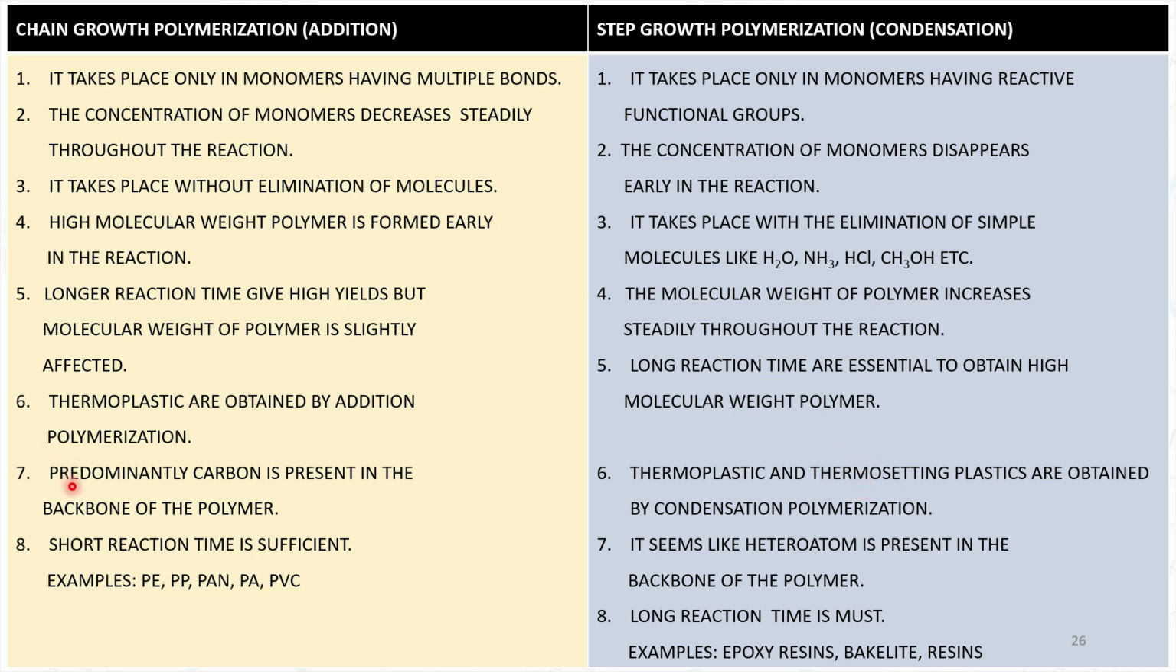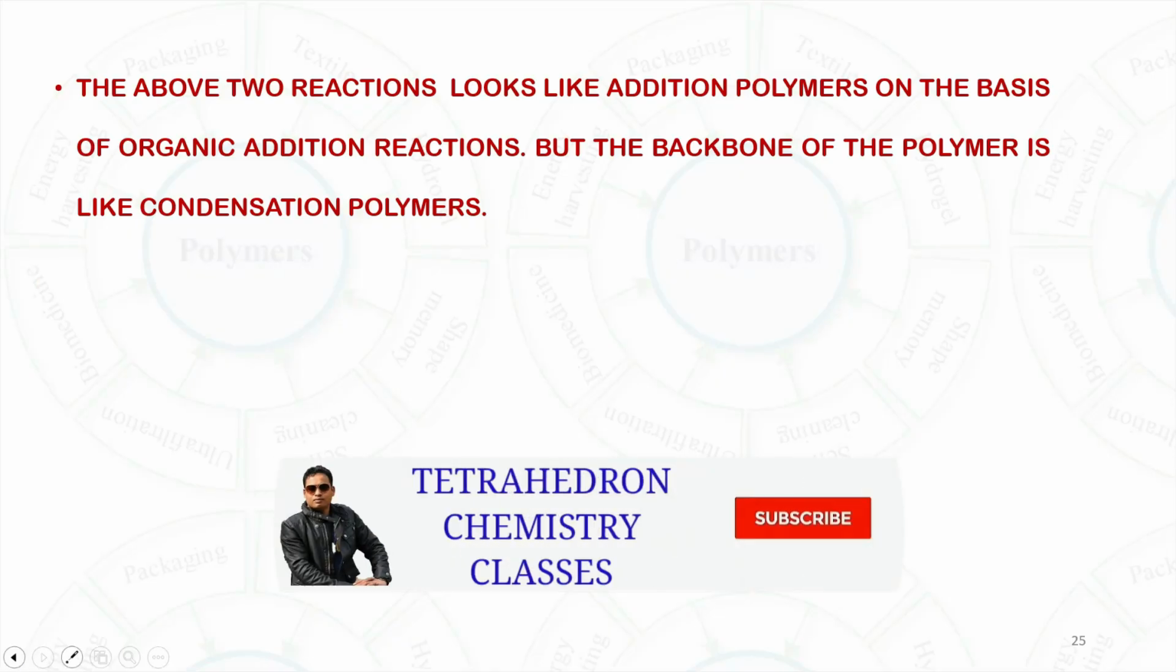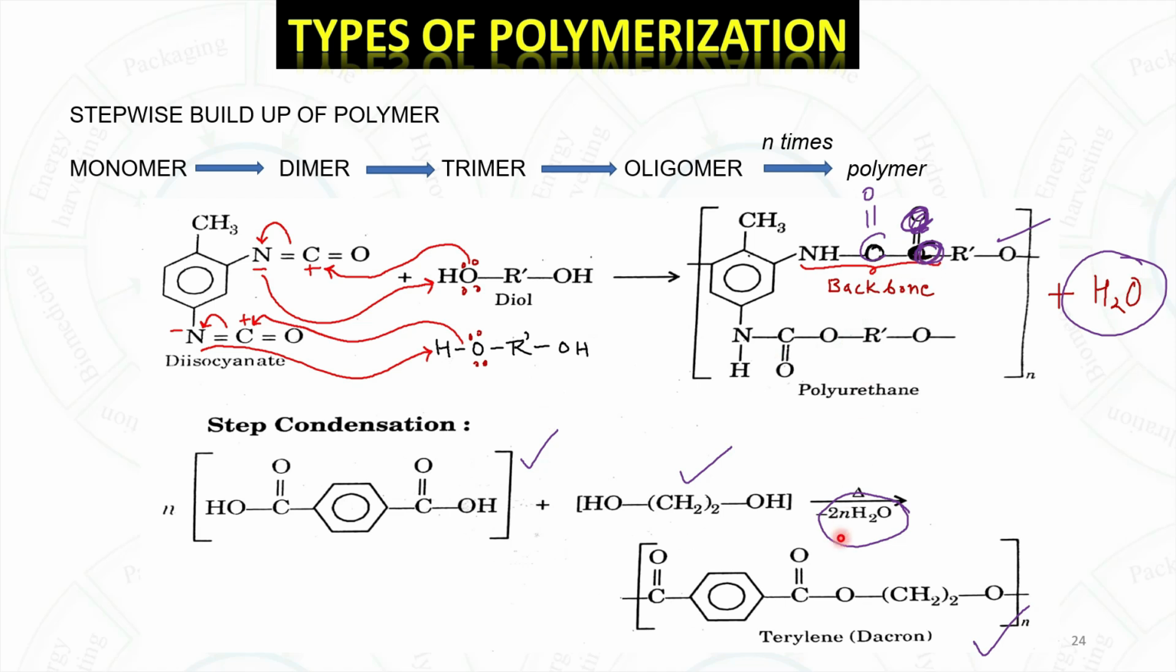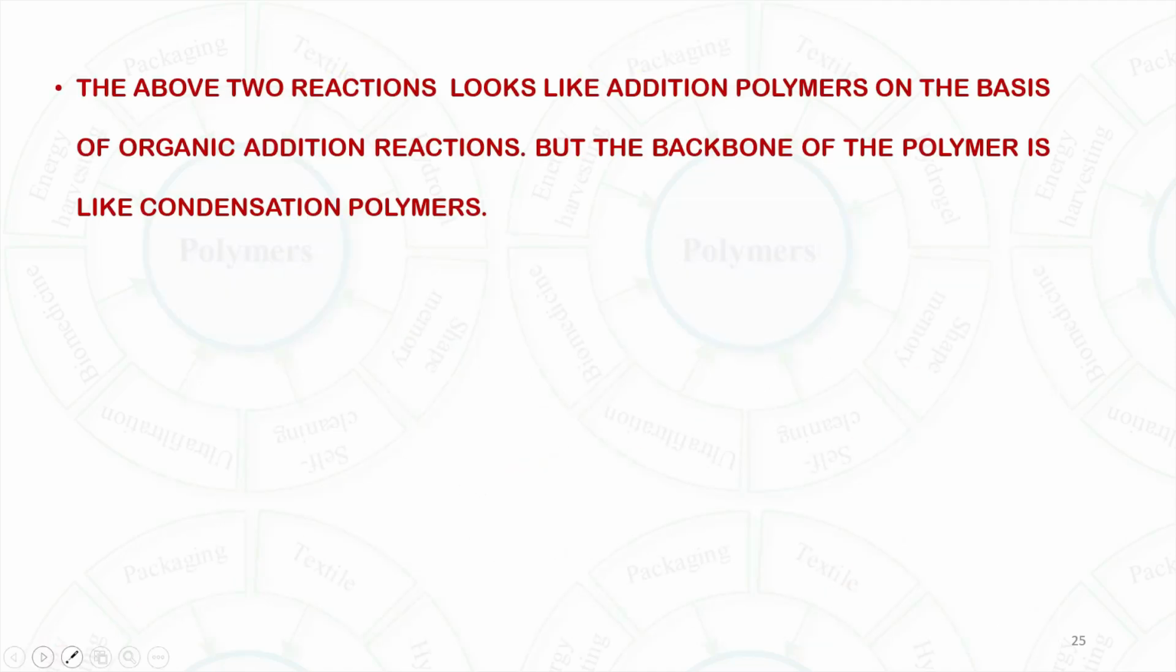And point number 7, predominantly carbon is present in the backbone of the polymer. Of course, when it is the vinyl family type of thing, then the backbone of the polymer would be composed of carbon only. But in condensation polymerization, a heteroatom will be there in the backbone of the polymer, as you have seen in this slide. You see, this heteroatom present is oxygen. Similarly, this heteroatom is oxygen, right? This happens in condensation polymerization generally, but not strictly.